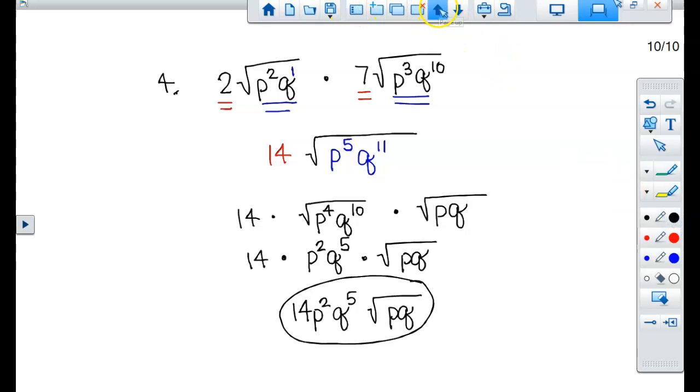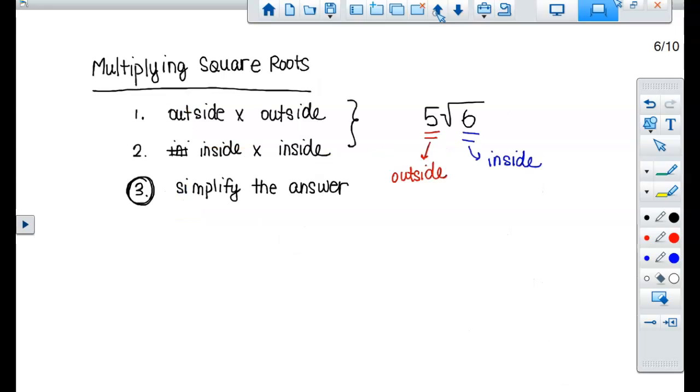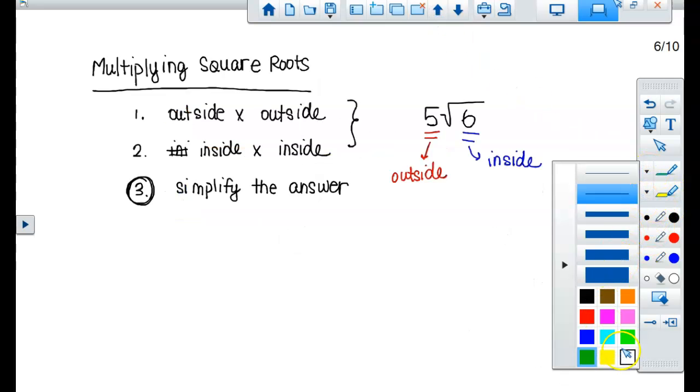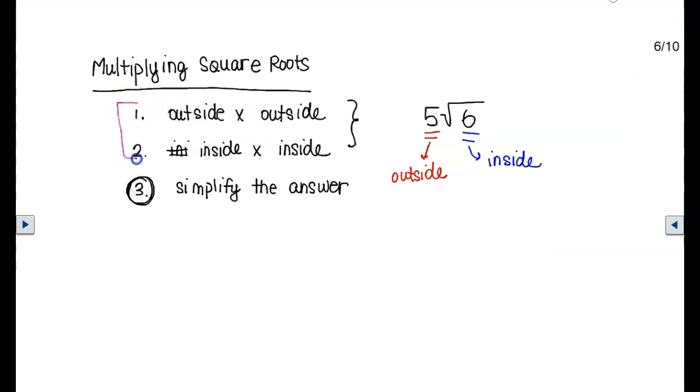So to take you back to the beginning and make sure we've got this, when you're doing this multiplying process, these first two steps are the new things. You multiply your outside number times your outside number and your inside number times your inside number. And then this part of simplifying the answer is the old stuff. So you use what we've learned about simplifying to put that answer into its simplest form.